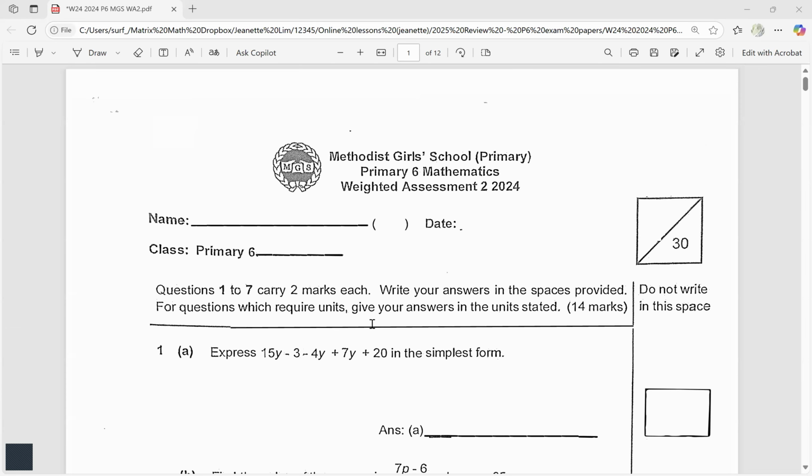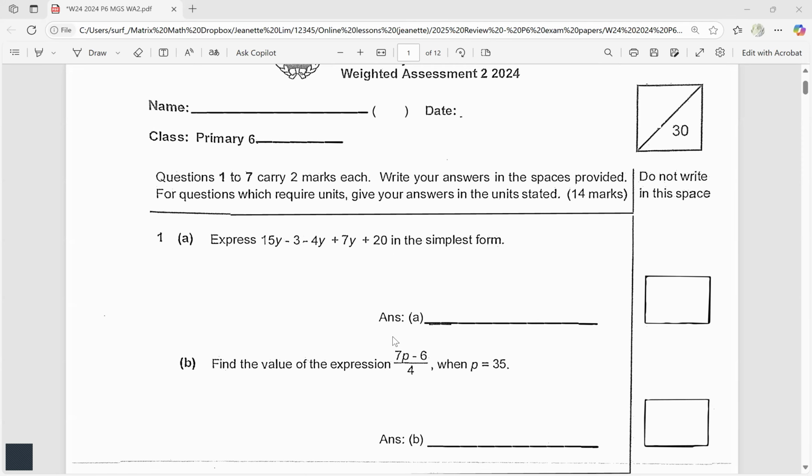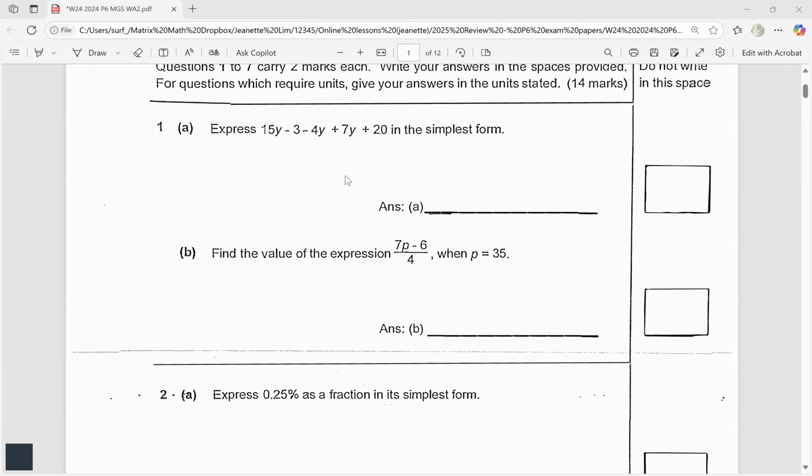MGS P6 Weighted Assessment 2 2024. Now let's look at the first question. Express 15y minus 3 minus 4y plus 7y plus 20 in the simplest form.